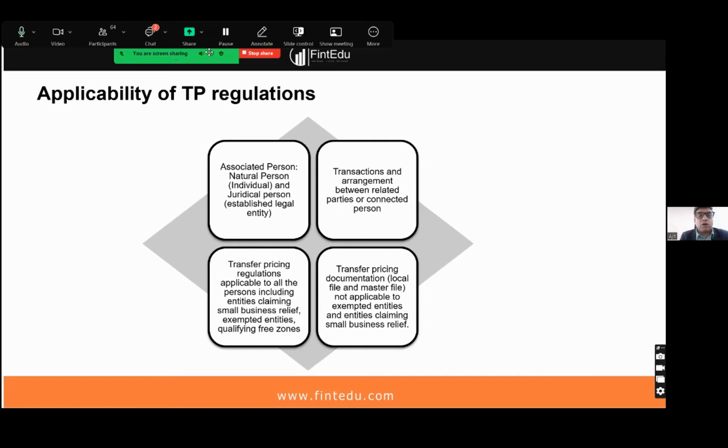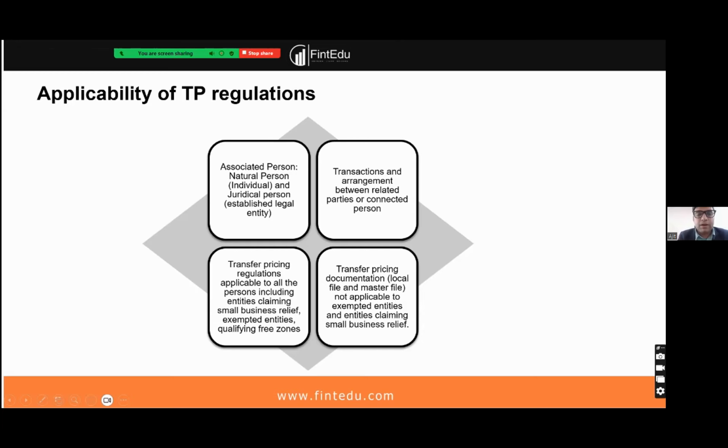So there is no confusion about it. The regulations are applicable to all the taxable persons, whether it is small entities claiming small business relief or qualifying free zone entities. It is applicable to all the entities. But the transfer pricing documentation is not applicable to exempted entities and entities claiming small business relief.